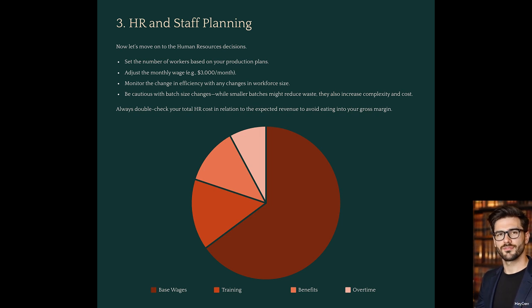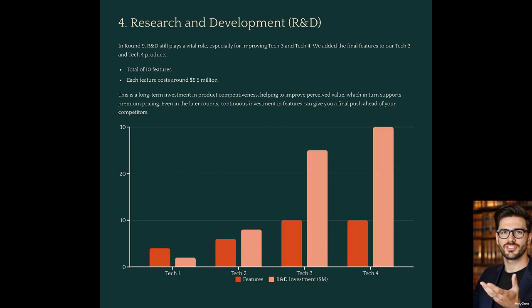We added the final features to our Tech 3 and Tech 4 products. Total of 10 features. Each feature costs around $5.5 million. This is a long-term investment in product competitiveness, helping to improve perceived value, which in turn supports premium pricing. Even in the later rounds, continuous investment in features can give you a final push ahead of your competitors.